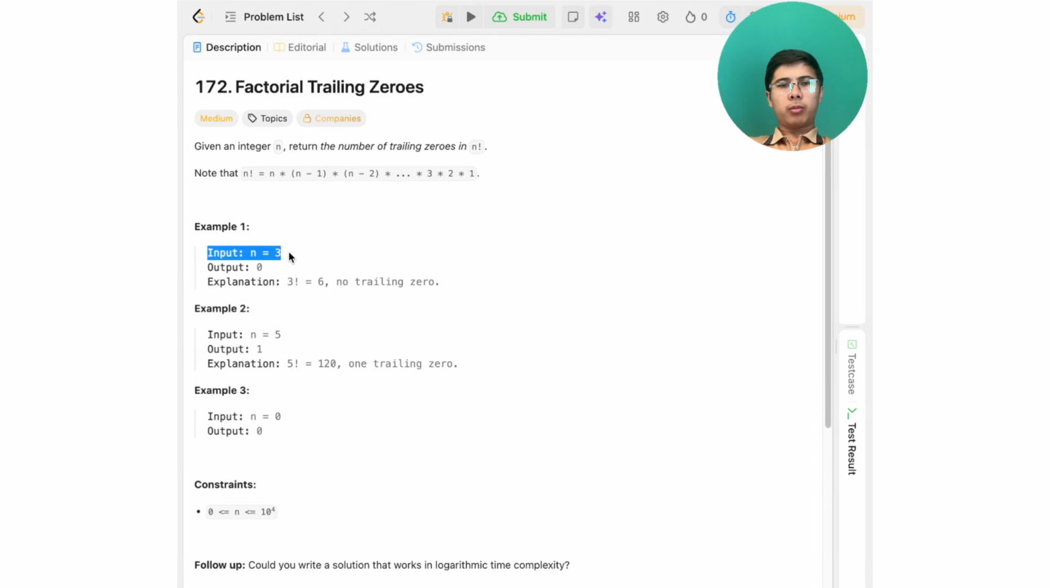Example 1, if our input is n equals 3, output needs to be 0. Why? Because factorial 3 is equal to 6, no trailing zero. Example 2, if our input is n equals 5, output needs to be 1. Why? The explanation is that 5 factorial is equal to 120, 1 trailing zero. That means it ends with one 0. The next example, if our input is n equals 2, our output also needs to be 0.